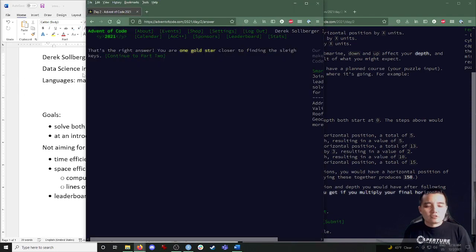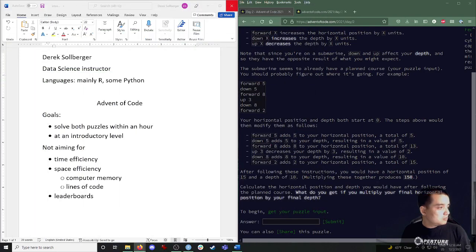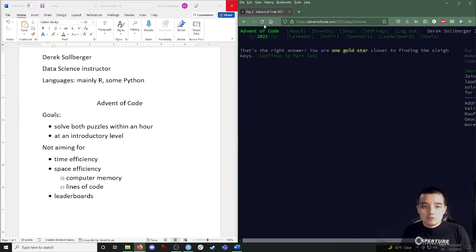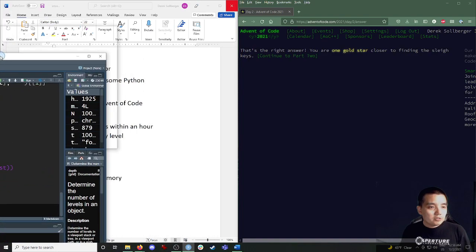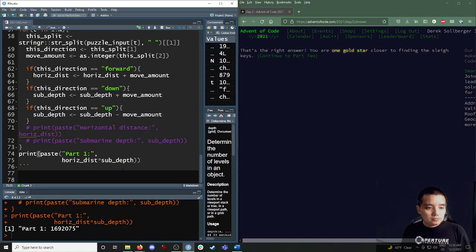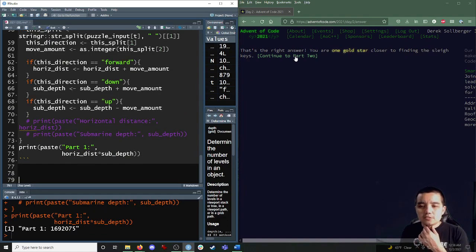Let's go ahead and pat ourselves on the back for solving the first of the two puzzles for today. Let's see, where am I? Okay. Bring back my code, and we're going to now continue on to part 2.